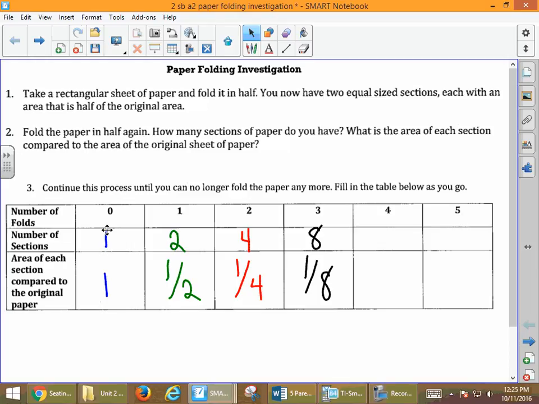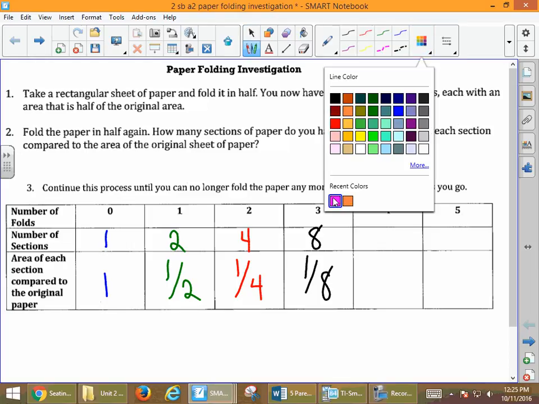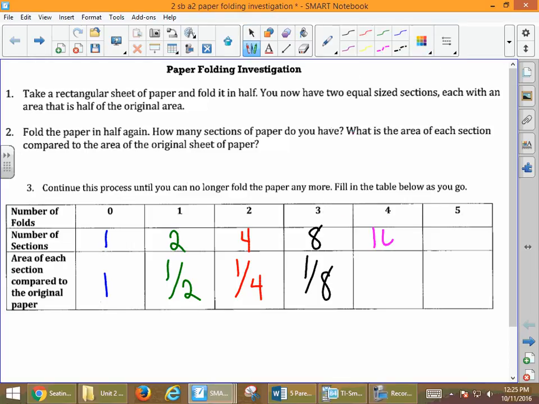And when we unfold, again, some of you probably see the pattern already. How many sections do we have? We actually should have 16. 1, 2, 3, 4, 5, 6, 7, 8, 9, 10, 11, 12, 13, 14, 15, 16. So what's our area of each section compared back to the original? 1/16.